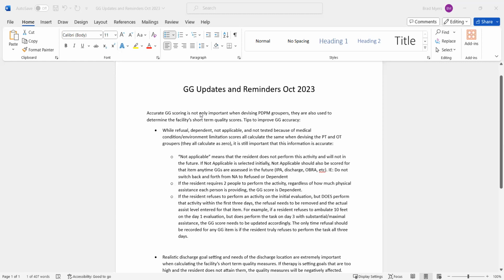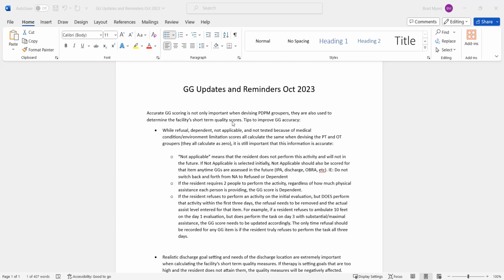Accurate GG scoring is not only important when devising PDPM groupers, the scores are also used to determine the facility's short-term quality scores. So we do a great job in assigning accurate GG scores when the facility uses them to configure the PDPM grouper for PT and OT for Med A reimbursement, right? So again, we want those scores to be as accurate as possible, and in order to facilitate that, just some reminders.